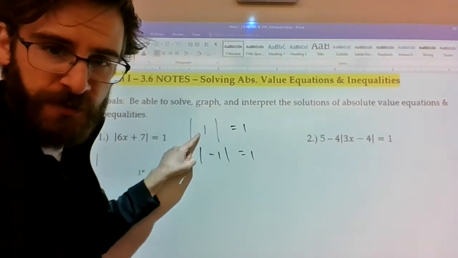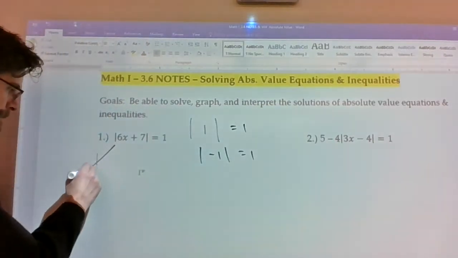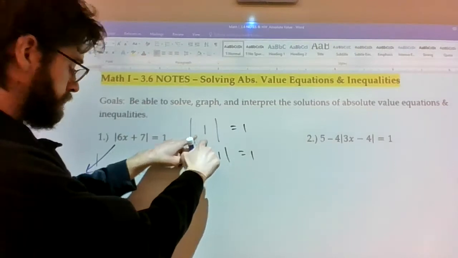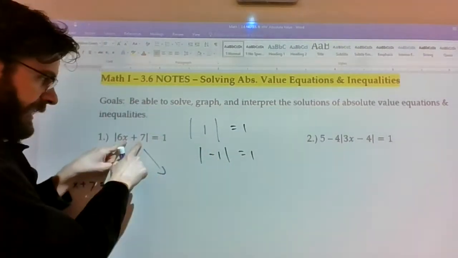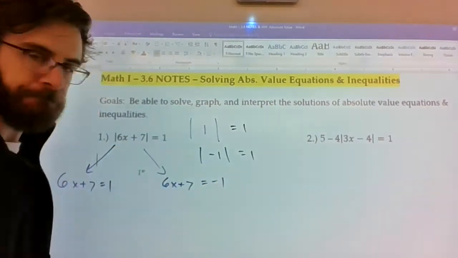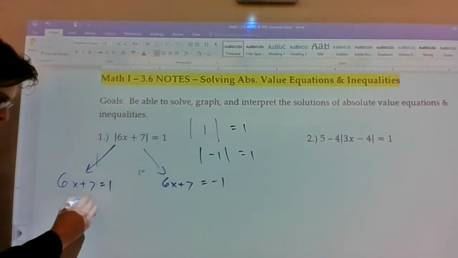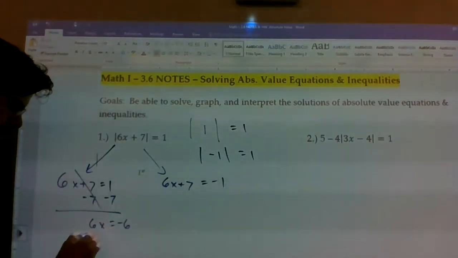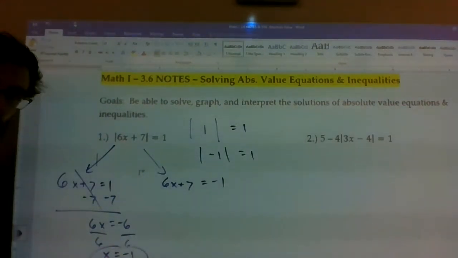The first solution is when you set the inside of the bars equal to the inside of the bars there. So 6x plus 1 is equal to 1. Or 6x plus 1 can equal the inside of these bars, negative 1. So once you map those two pieces out, just solve them. So there's one of our solutions.